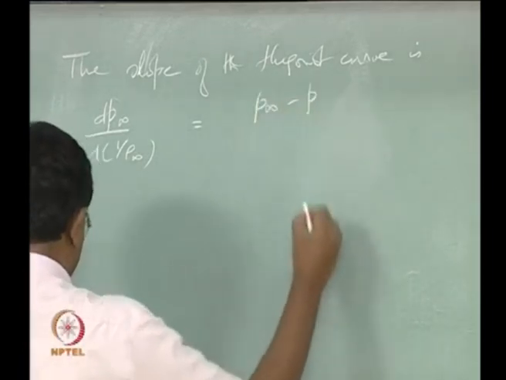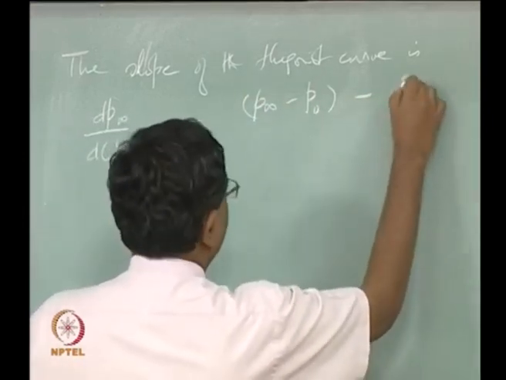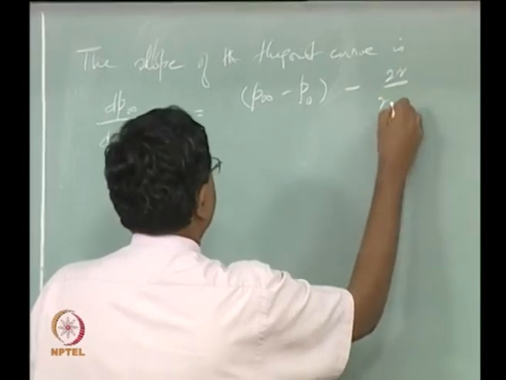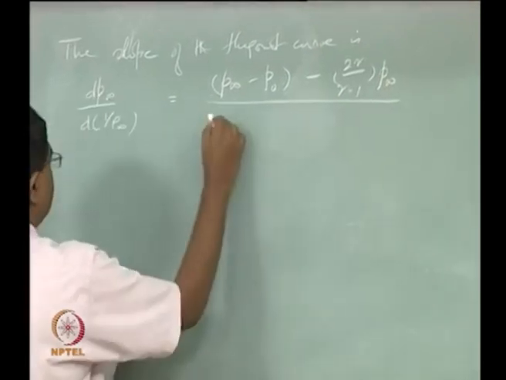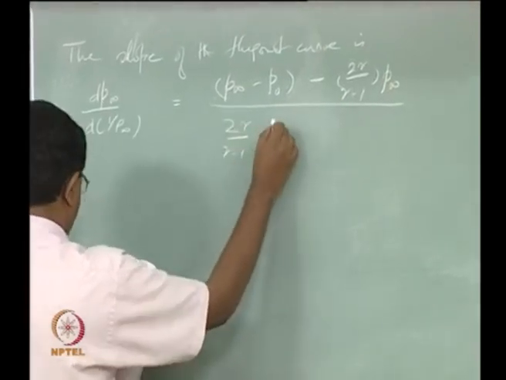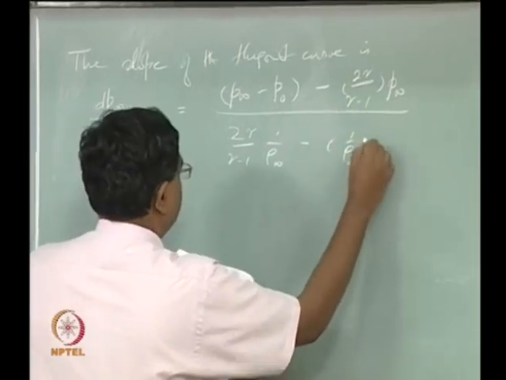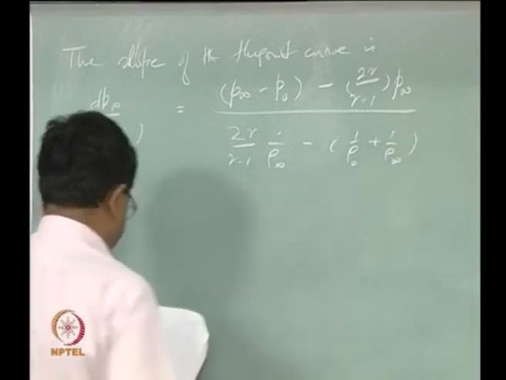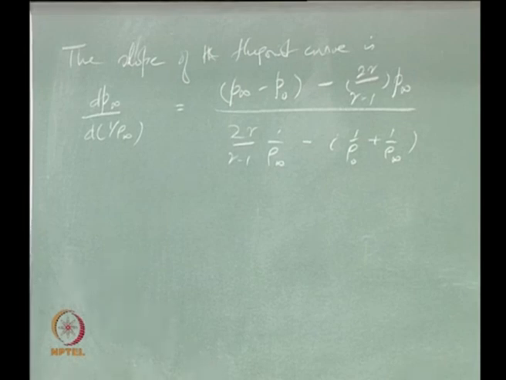Then you get P_infinity minus P_naught, minus 2 gamma over gamma minus 1 times P_infinity, divided by 2 gamma over gamma minus 1 times 1/rho_infinity minus 1/rho_naught, plus 1/rho_infinity. That's the slope expression that you get for any point on the Hugoniot curve. This is actually the slope at any point. Okay, we are still not saying that this is at the CJ points.